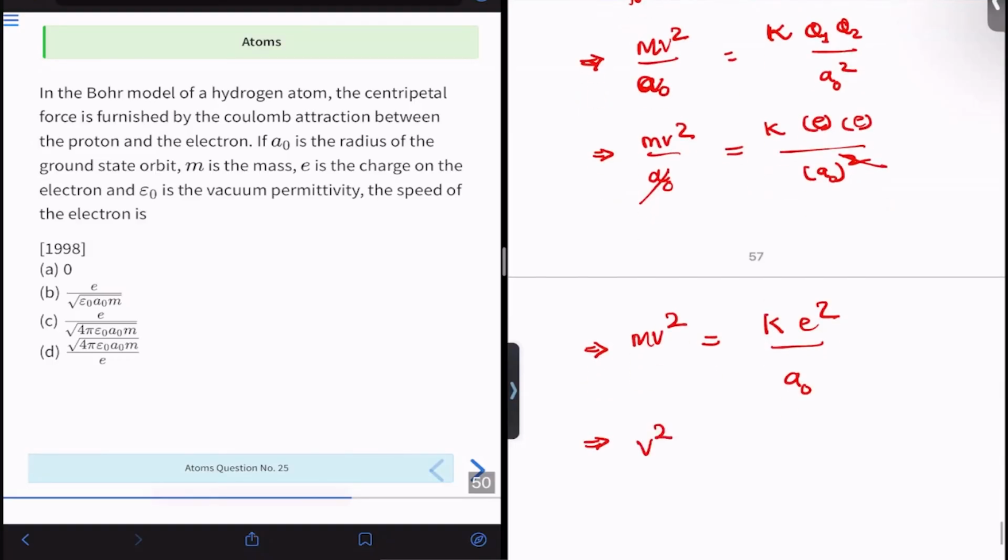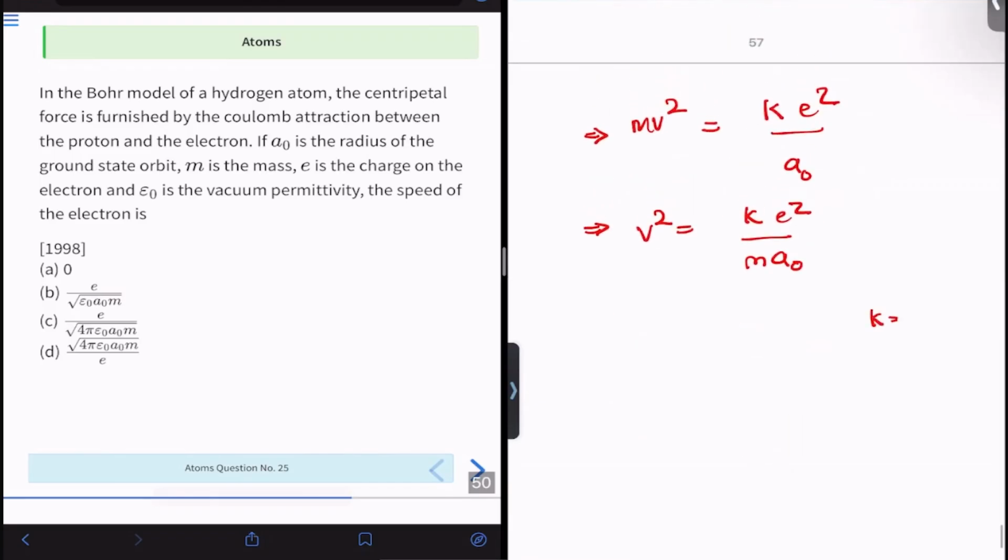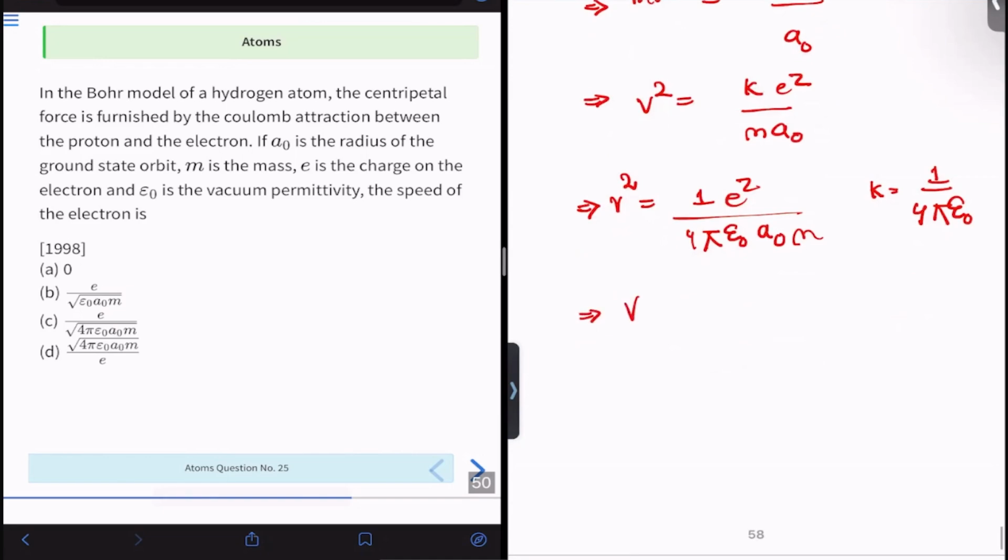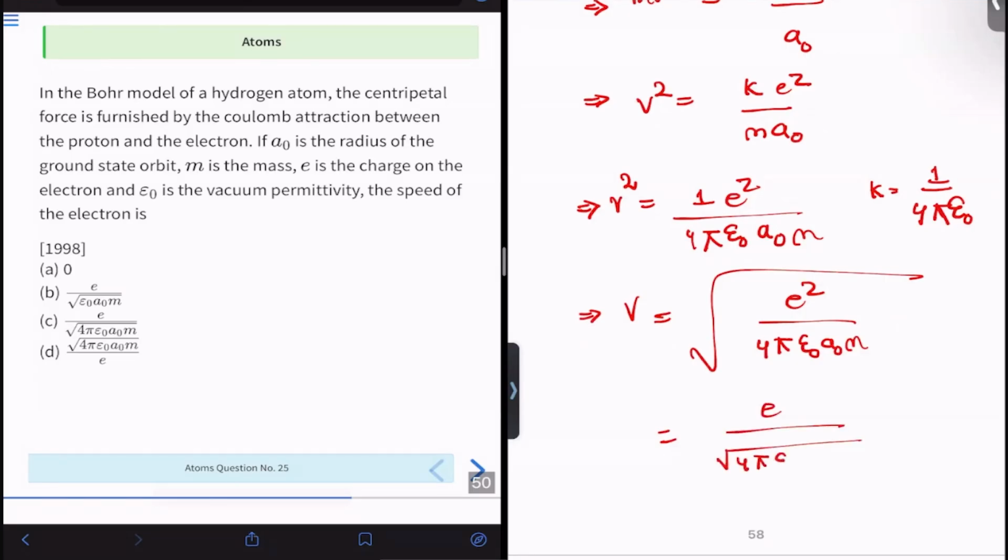Now v square will be equal to K e square upon m a naught. And what is the value of K, guys? K is equal to 1 upon 4 pi epsilon. So v square is equal to 1 upon 4 pi epsilon a naught into e square, upon the mass. So the value of v will be root over of e square upon 4 pi epsilon a naught m, which will be equal to e upon root over of 4 pi epsilon a naught m. This is the velocity of the electron.